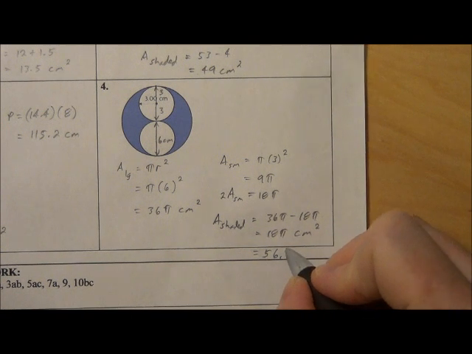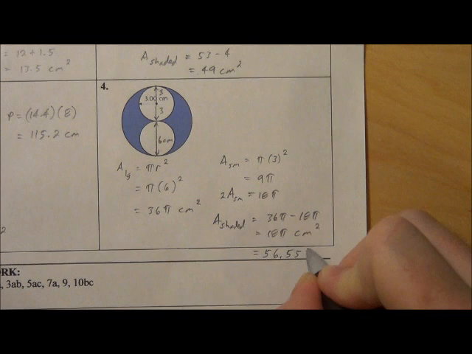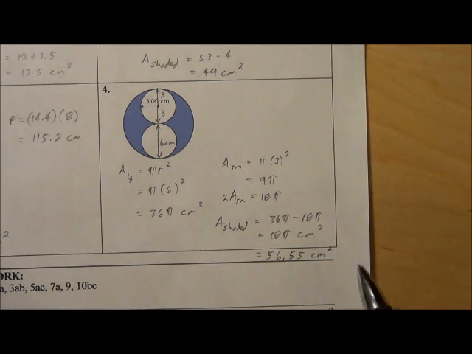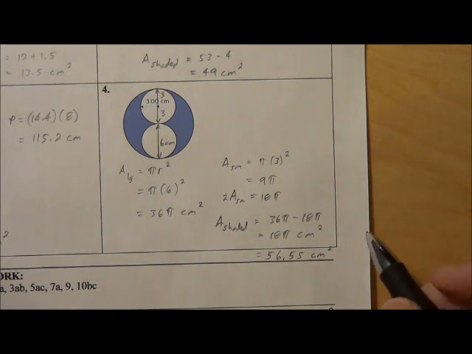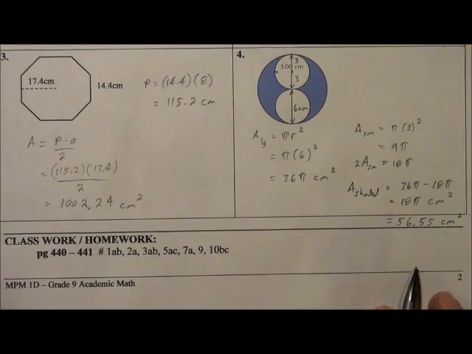This gives me 56, I don't know, 2 decimal places maybe, 1, I don't know. Let's say 56.55 square centimeters, because that came from 56.548 and so on. So it could be 56.5 centimeters squared, or like I've written there, 56.55 square centimeters. Okay, so that is basically the area of composite shapes or composite figures.